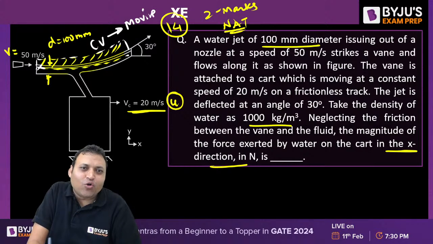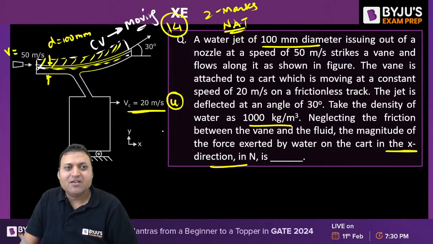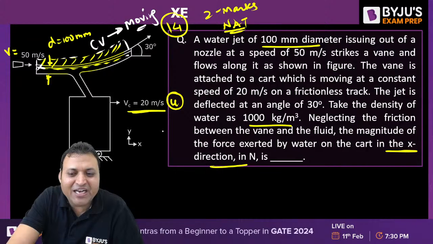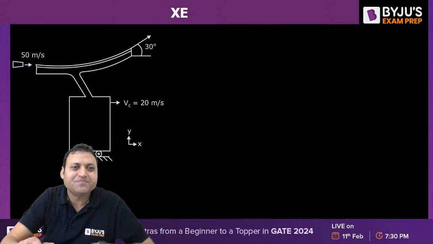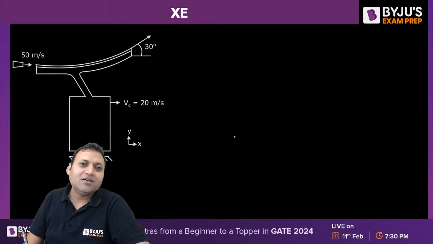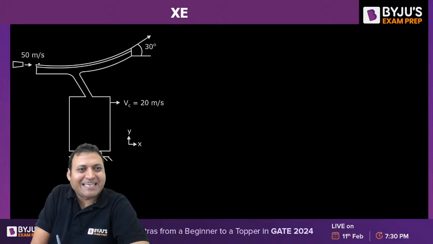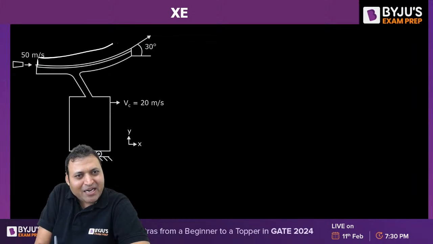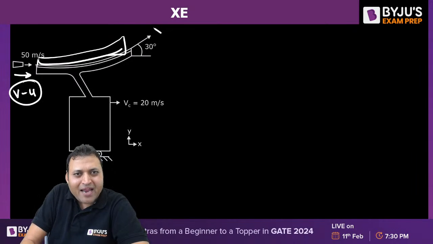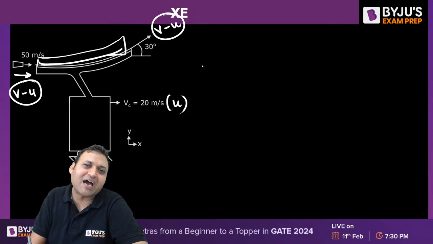And a moving control volume will make the flow unsteady. To make the flow steady, the control volume should be fixed, by sitting on the control volume. If we sit on the control volume, then we will write the momentum equation. So the initial velocity of the fluid will be V minus U, and the final velocity will also be V minus U. I am calling U the velocity of the cart.